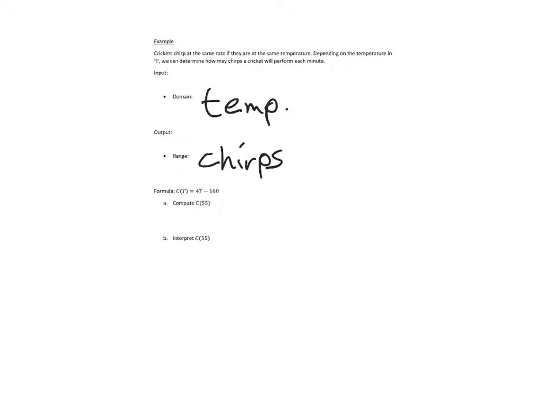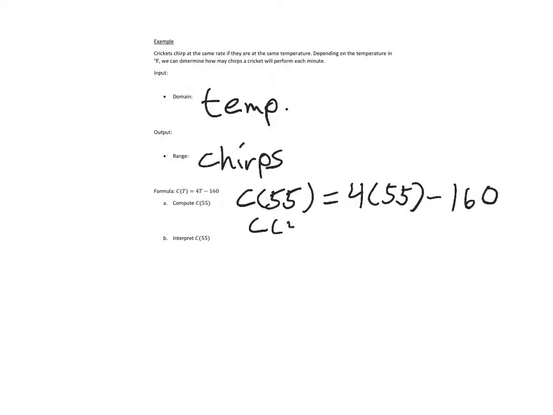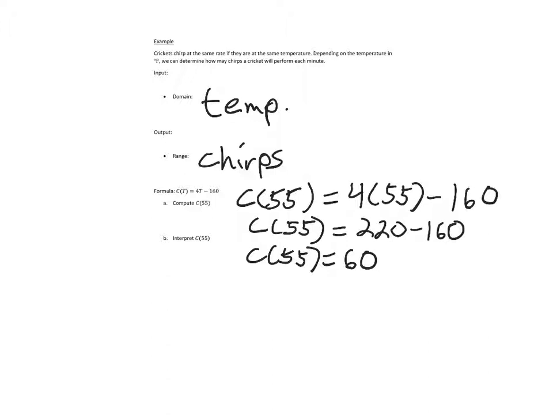And so let's say for this particular function, the chirps is a function of the temperature, C of t, which is equal to 4t minus 160. So C of 55. Notice that 55 is in place of t in our original function. Then C of 55 is equal to 4 times 55 minus 160. And so C of 55 equals 220 minus 160. Or we'd say C of 55 equals 60.